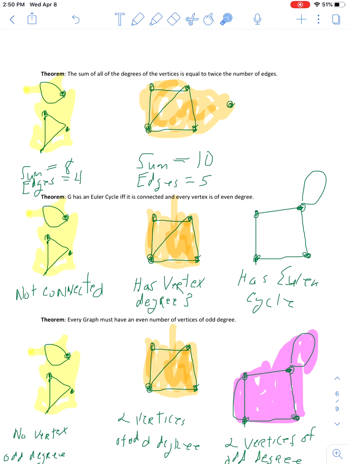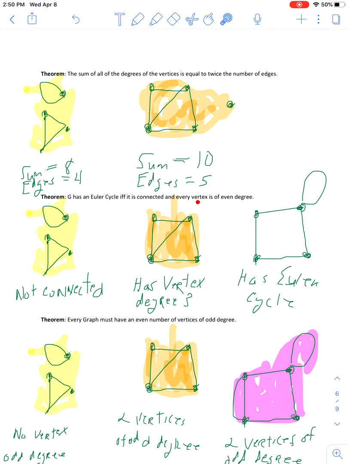All right, again, I claim this theorem is common sense. It just depends on how common your sense is. How can you think about it? Well, first off, if you have an Euler cycle, that's a cycle that goes through every edge and every vertex. Okay, well, if that's the case, then the graph has to be connected because I have to be able to walk through all the edges and all the vertices in one cycle.